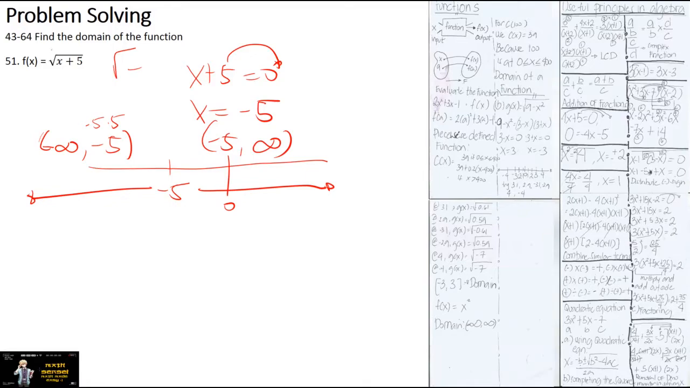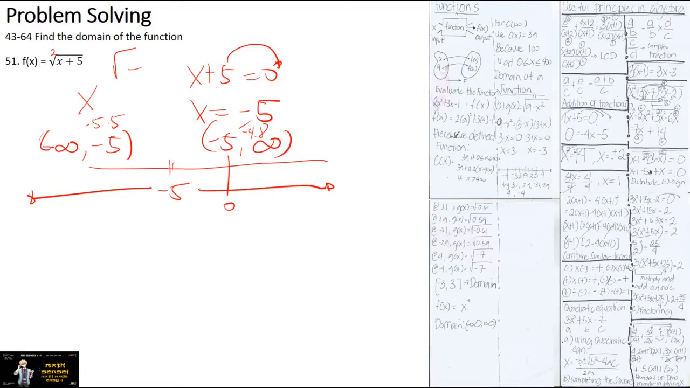Ito naman, negative 5. So sabihin natin negative 4.8. Ako kasi ganun eh. Yung mas madikit dun sa number, yun ang tina-trial ko. Negative 4.8 plus 5. That's positive 0.2. Okay. So malabas, okay to. Ito hindi. So daling sabi, negative 5 to positive infinity lang ang ating interval.